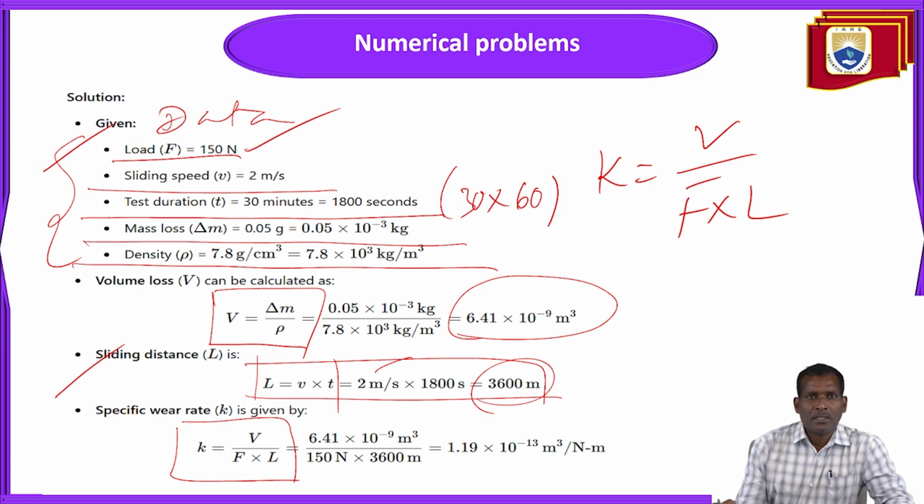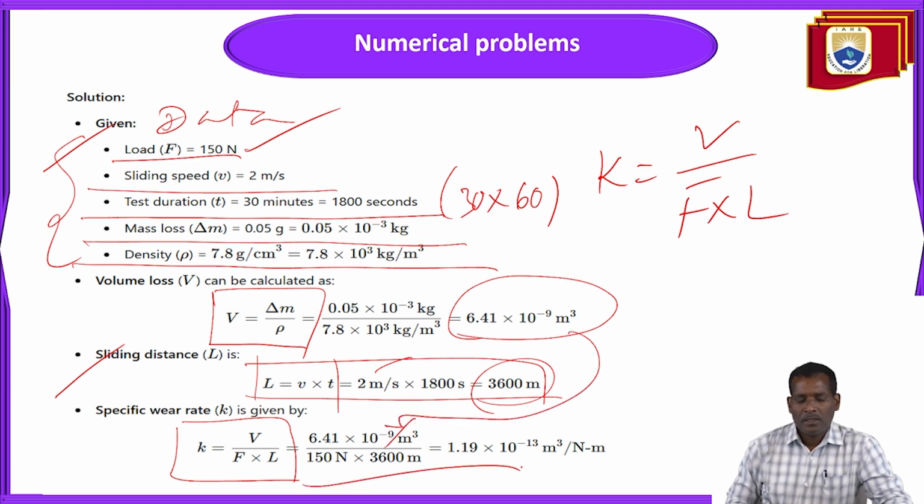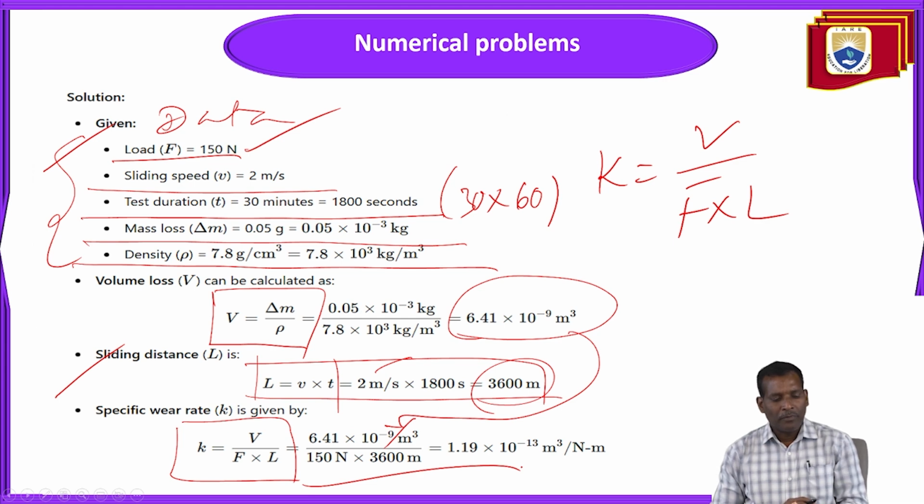The specific wear rate is given by V upon force multiplied with L. Now substitute this value in this equation. You will get the specific wear rate.